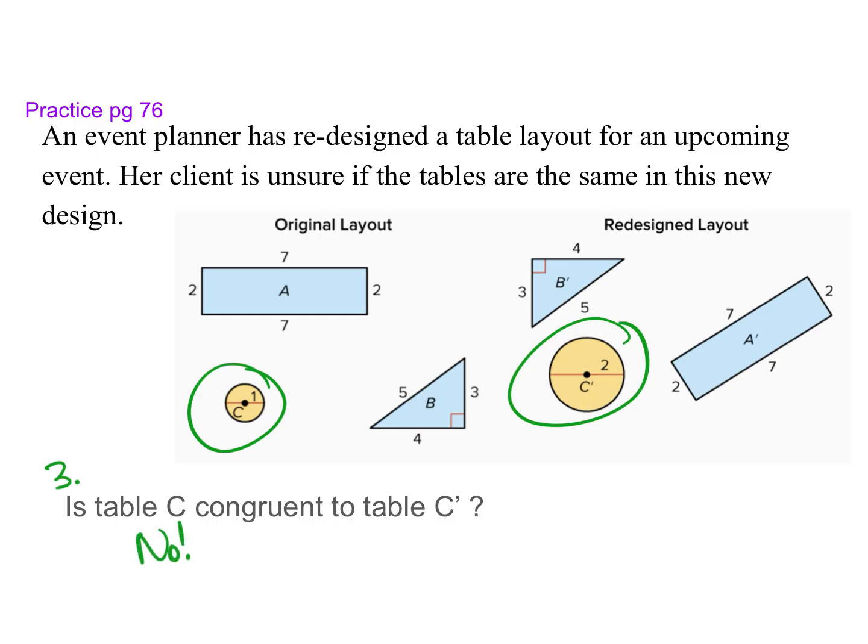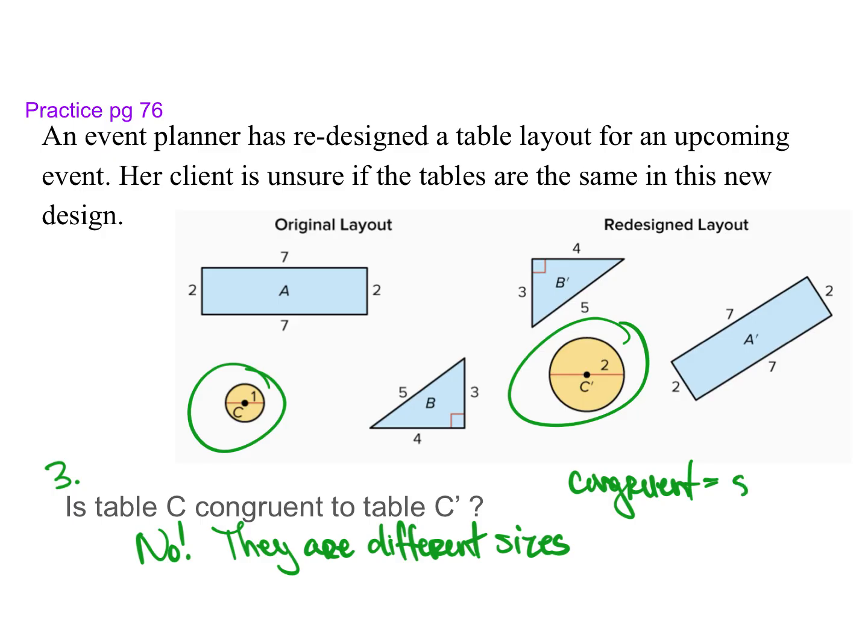Why not? They are different sizes. So remember, congruent means same shape and same size. So this was a no because of the size part. One is smaller than the other.